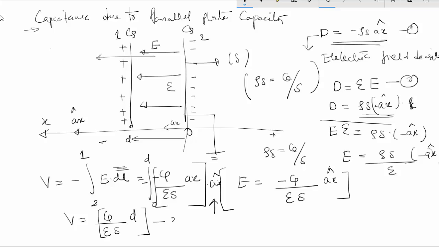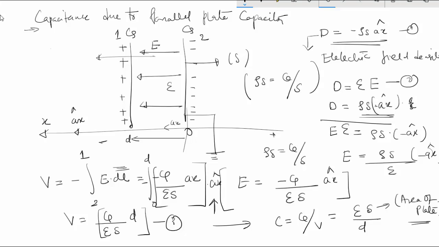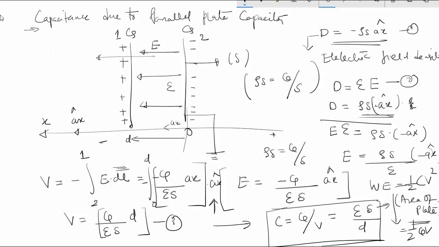If I say that this is my third equation, then I can say that C is equal to Q divided by V, which is equal to epsilon S divided by d, where S is the area of the plate. This is my equation of a parallel plate capacitor, and the energy stored in the capacitor is given as half C V square, which is equal to half Q V. So this was how I derived the equation of a parallel plate capacitor.